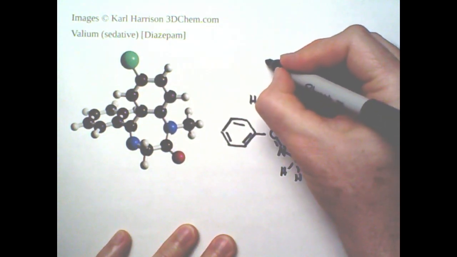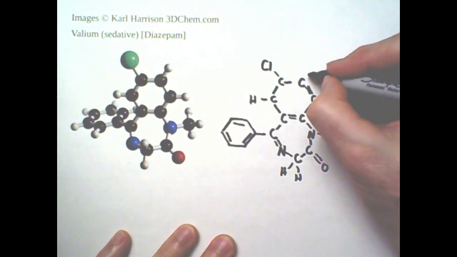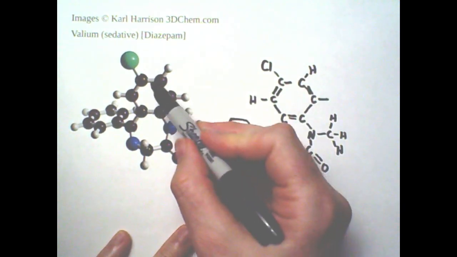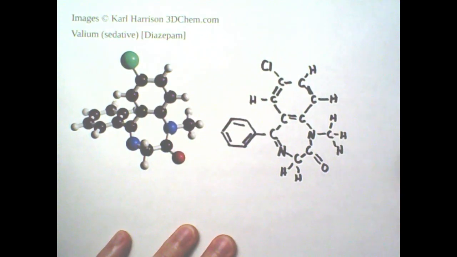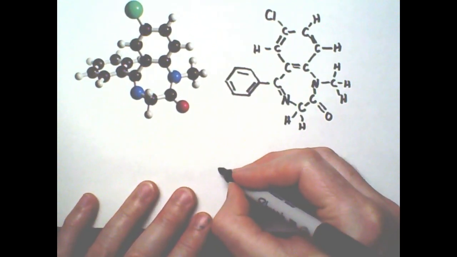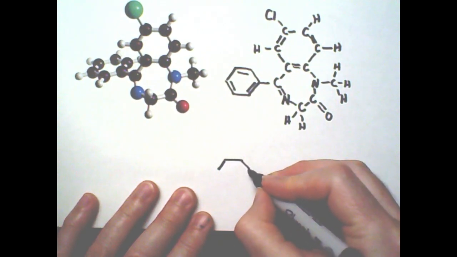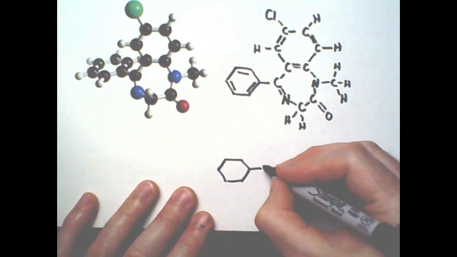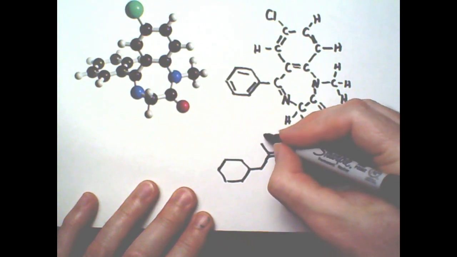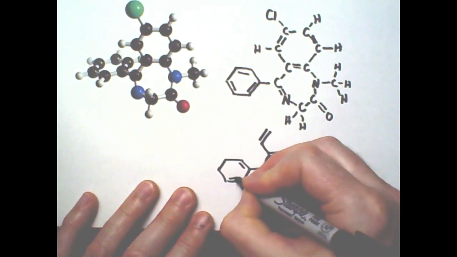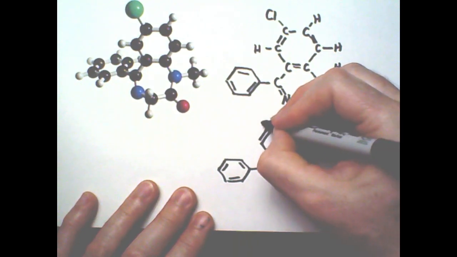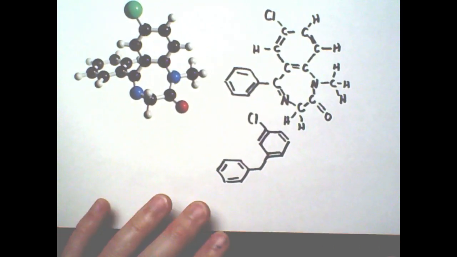Now the big green is a chlorine atom. We've got another aromatic ring here. Looks quite flat. So let me draw this in an actual skeletal structure. Here is a second aromatic ring. With a chloro group there.